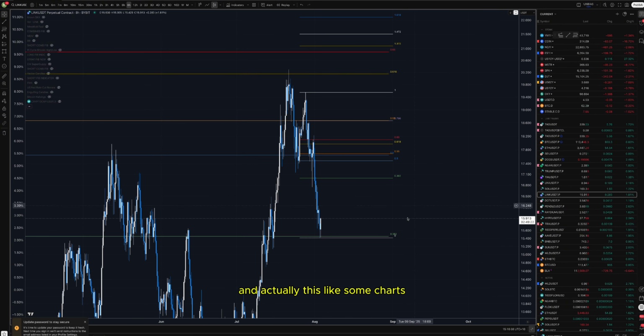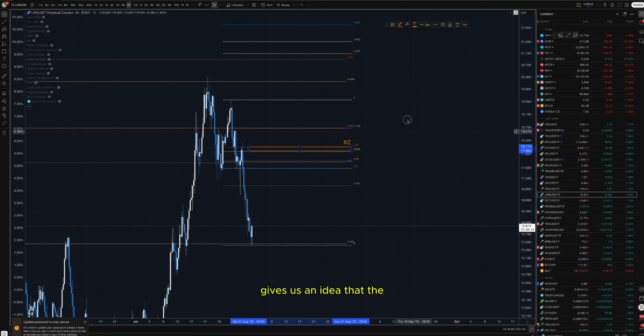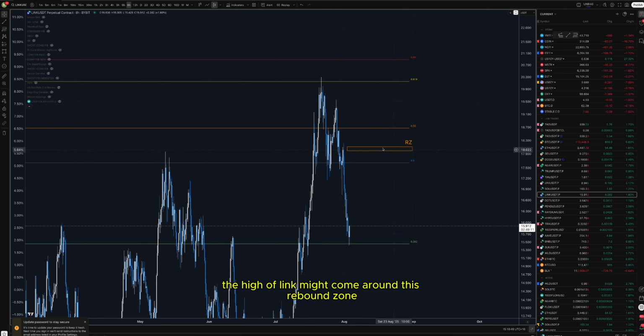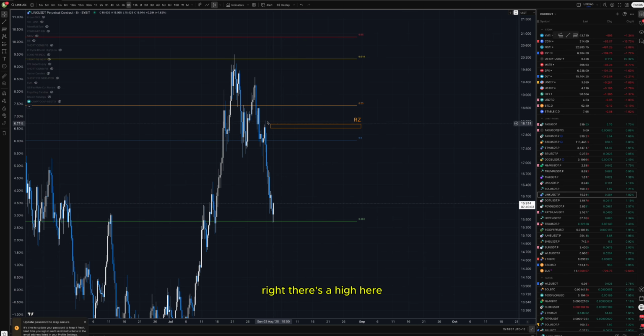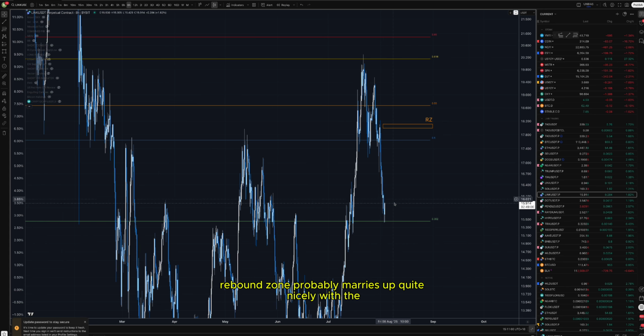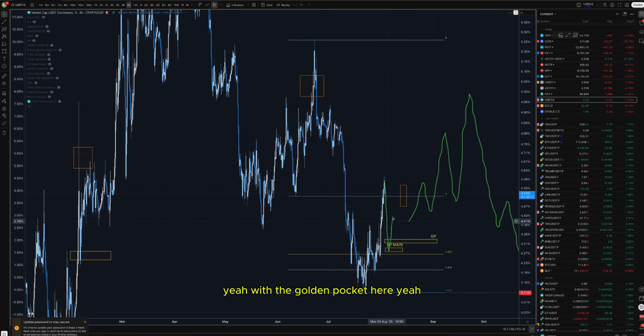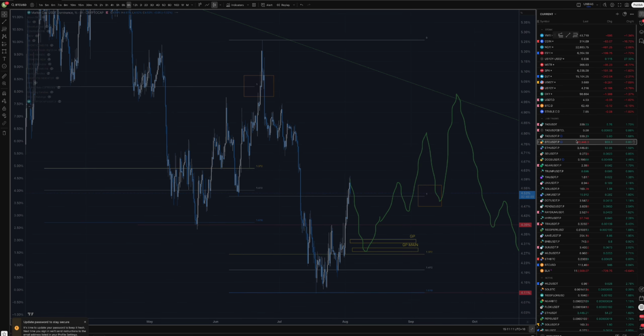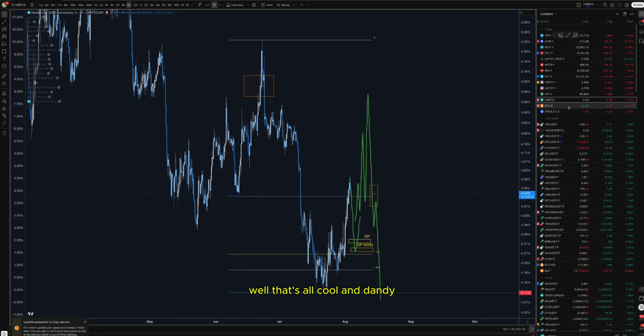Some charts have a cleaner level to be taking profits from, and you can see that this rebound zone here gives us an idea that the high of Link might come around this rebound zone, or it's a good place to take profit. And then this gap between here, no trade zone until it starts to break the highs. There's a high here, rebound zone, probably marries up quite nicely with the golden pocket here. But that's all cool and dandy.